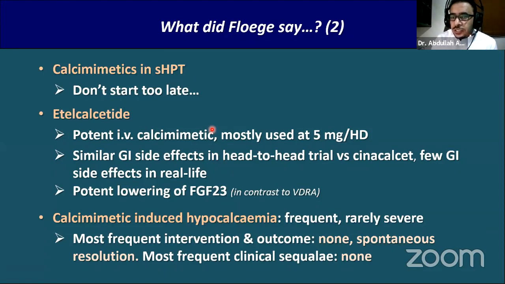I have a question here from Dr. Mu'taz. His question is regarding the point of parathyroidectomy. So he's asking, is there a point that no benefit can be predicted from doing parathyroidectomy or not?